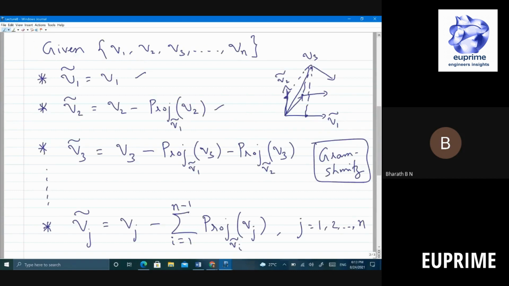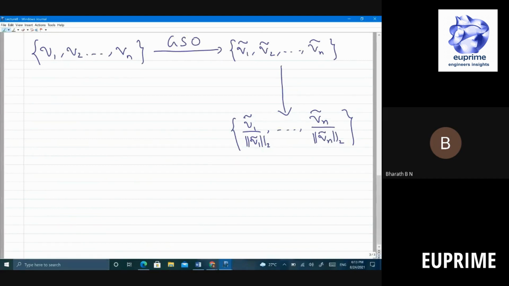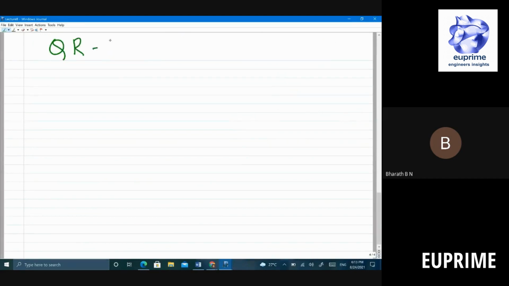One thing to note here: let me recollect this. How do I write this? v3, I have to project it onto v1 tilde. So it's <v3, v1 tilde> divided by <v1 tilde, v1 tilde> times v1 tilde. Okay. Remember, the projection of u onto v is some constant times v. Okay. So keep that in mind. Okay. Now, what is QR decomposition? So QR, that's easy, right?